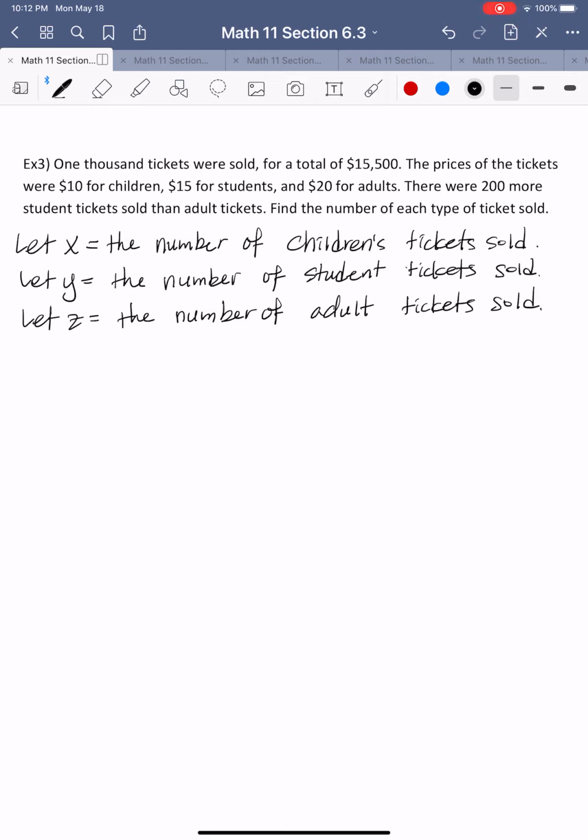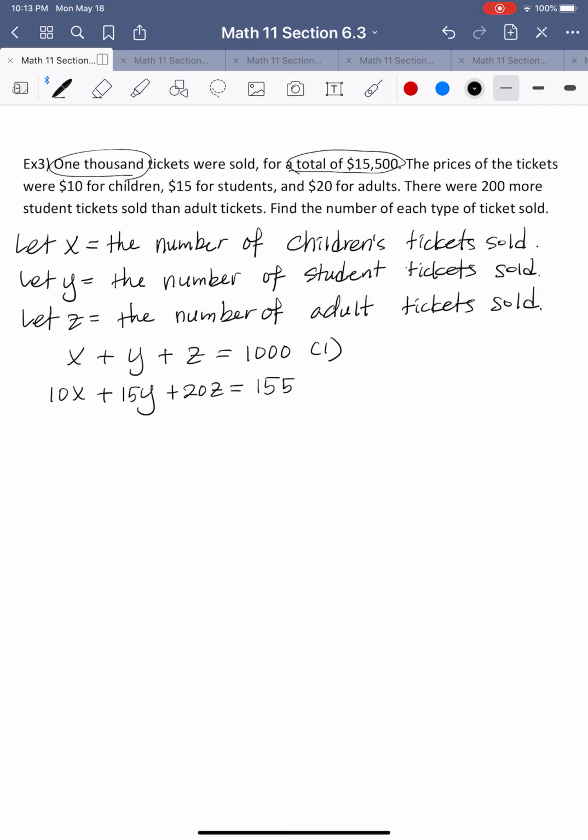So the total number of tickets sold is going to be 1,000, right? So x plus y plus z equal to 1,000. So this is equation 1. And then also the total price of the tickets is 15,500, right? So the children tickets are $10, and student tickets are $15, and other tickets are $20. And then it makes 15,500. So that's equation 2 for the price of the total tickets.